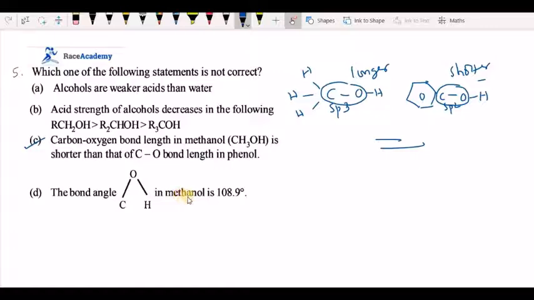Fourth option: the bond angle in methanol is 108.9 degrees. Methyl alcohol is sp3 hybridized, so approximately 109 degrees is given. So it is correct. For this question, the third option is the right option. Let us move to the next question.